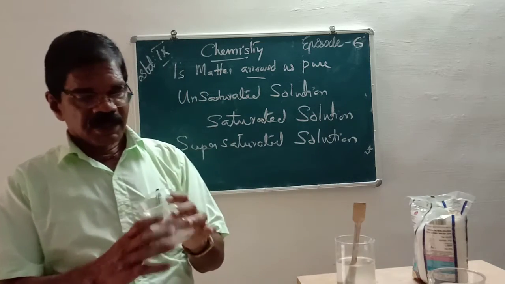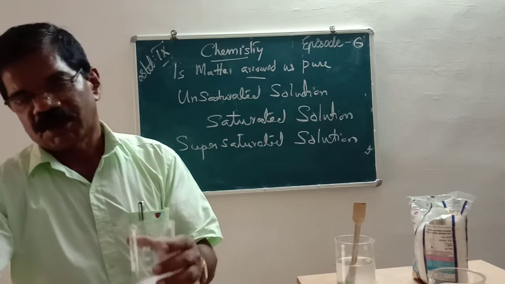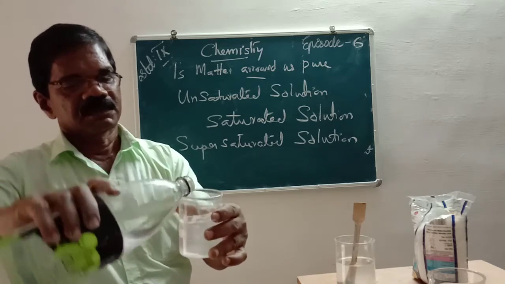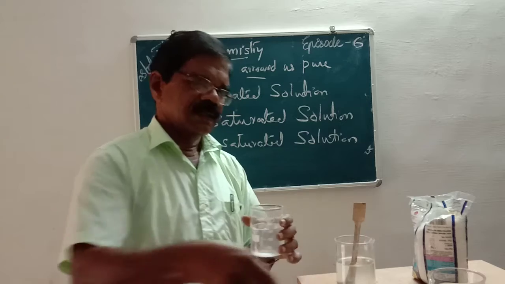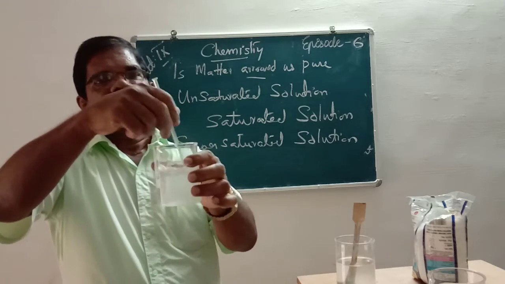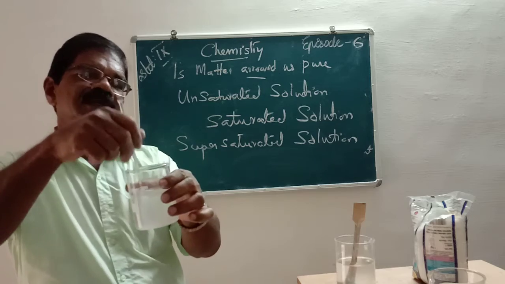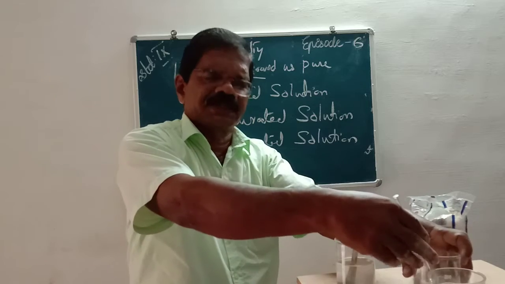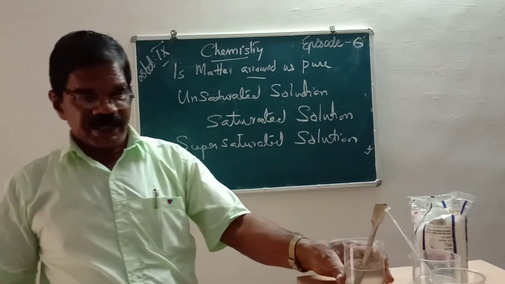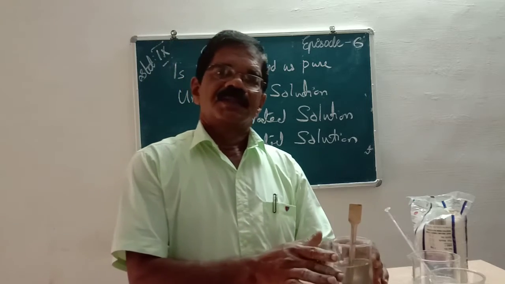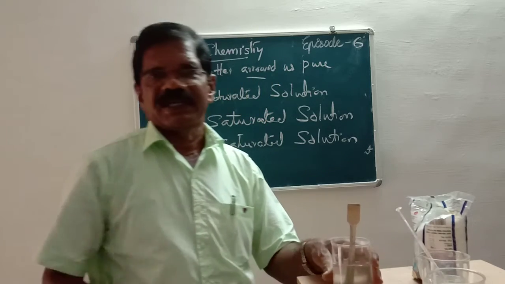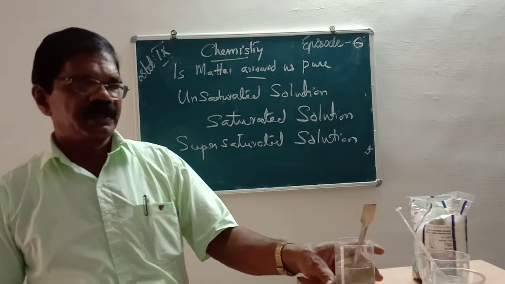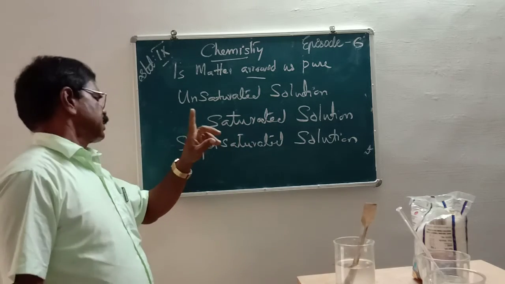We take only 1 spoon of common salt and add water to it. We can easily dissolve it. It is unsaturated. What does it mean? It does not contain the maximum amount of solute. It contains the least amount of solute, only 1 spoon. At the same time, here we dissolved 3 spoons. So it is unsaturated. It contains only a little amount of solute. The maximum amount of solute is not dissolved in it. That is an unsaturated solution.